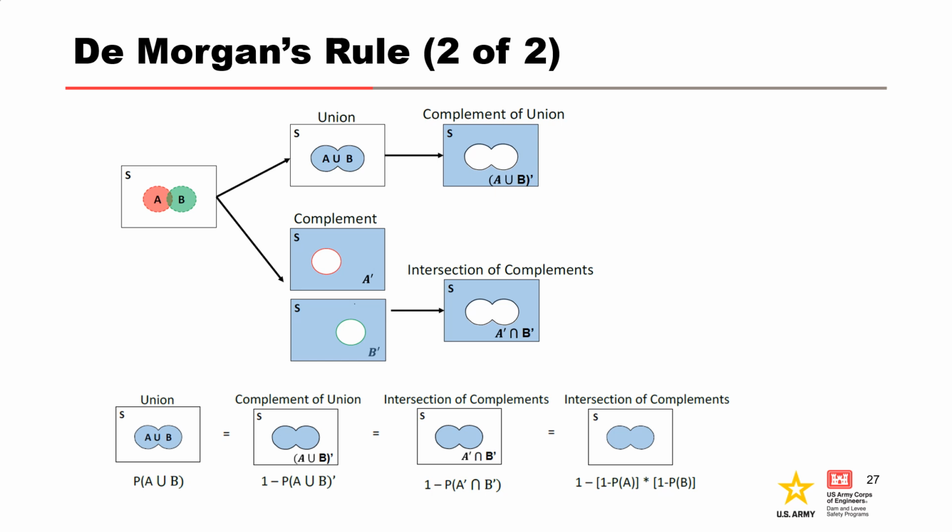By De Morgan's rule, we calculate the union's complement, the probability of neither event occurring, then subtract that probability from 1 to get the probability of the union. Please note that De Morgan's rule assumes that each of the failure modes are independent.